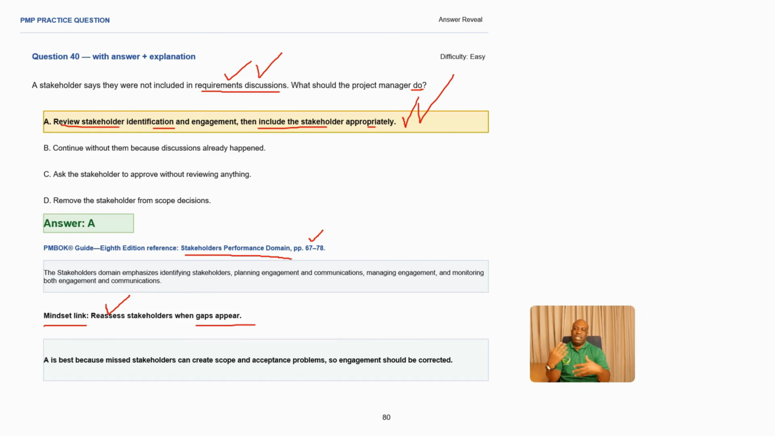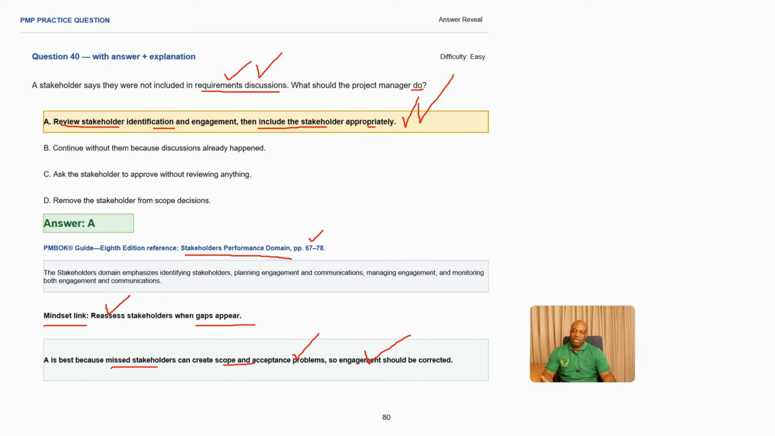Stakeholders in a project always change. Some come in, some go. So you need to assess their stakeholder needs and also the gaps in terms of communication. Making A the best answer, because missed stakeholders can create scope or acceptance problems. So engaging should be done in the correct way.